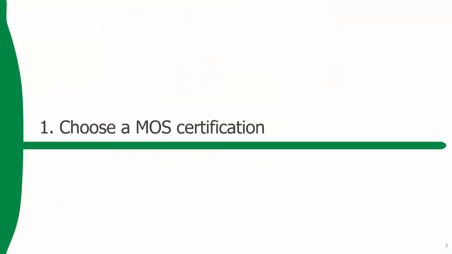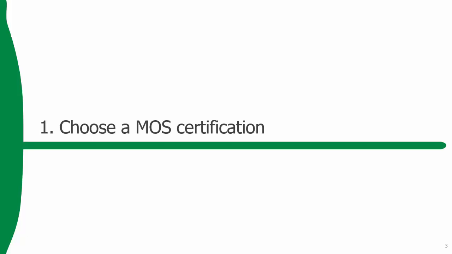The first step is to choose a MOS certification. Microsoft Office Specialist is available for the major Office 2016 applications. There are core, sometimes called specialist level qualifications for Word, PowerPoint, Excel, Outlook and Access. In addition, there are expert level qualifications for Word and Excel.